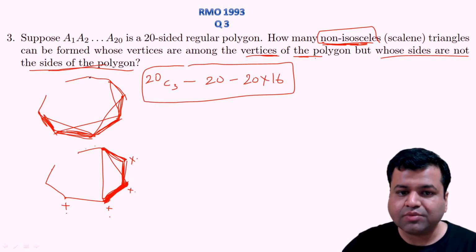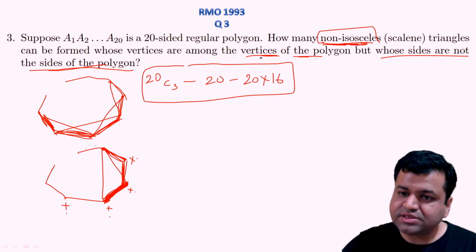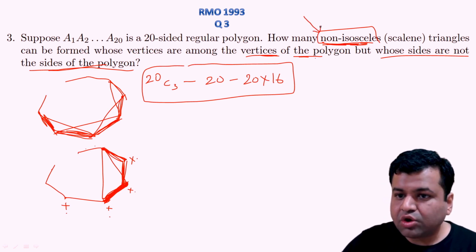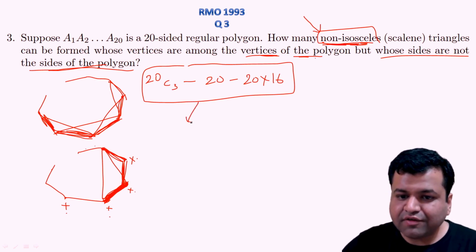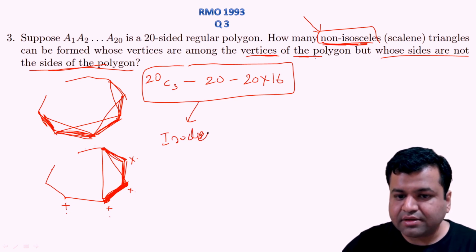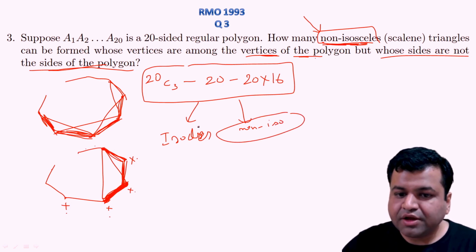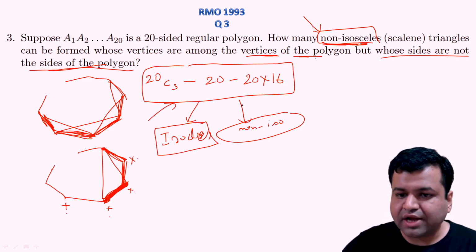ठीक है? I hope ये समझ में आ रहा होगा. But in this question हमें एक चीज और निकालनी थी. We also have to find the non-isosceles triangles, right? तो अभी इसमें क्या होगा? It will have both isosceles and non-isosceles, right? But we are interested in only non-isosceles. ठीक है? तो what we will do, we will subtract the isosceles triangles from this thing. ठीक है? तो that will give us the answer.